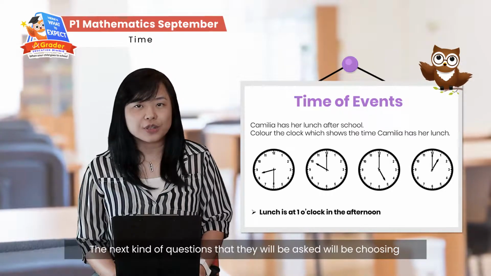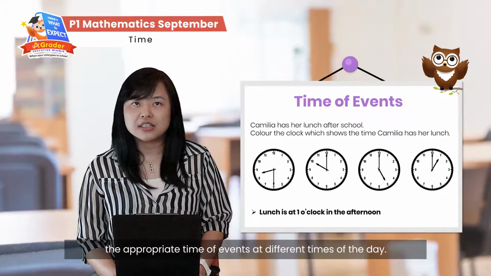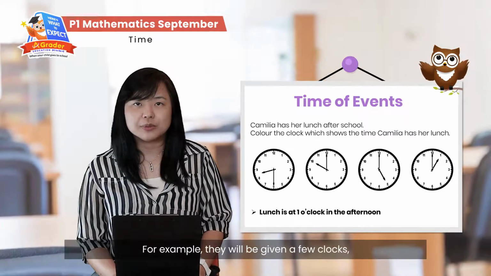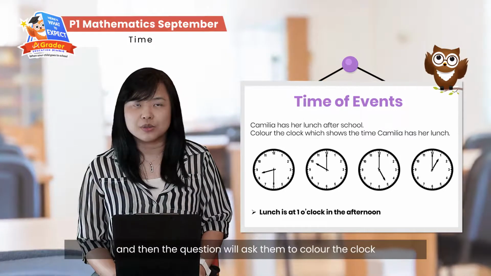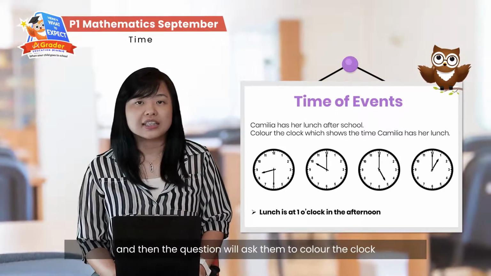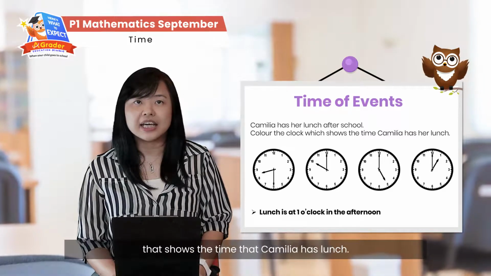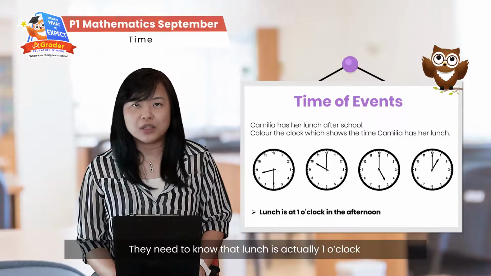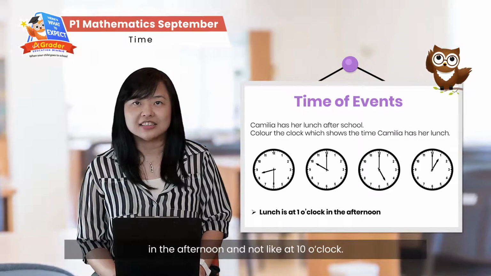Then the next kind of questions that they will be asked will be choosing the appropriate time of events at different times of the day. So for example, they will be given a few clocks, and then the question will ask them to color the clock that shows the time that Camellia has lunch. So they need to know that lunch is actually 1 o'clock in the afternoon and not like at 10 o'clock.